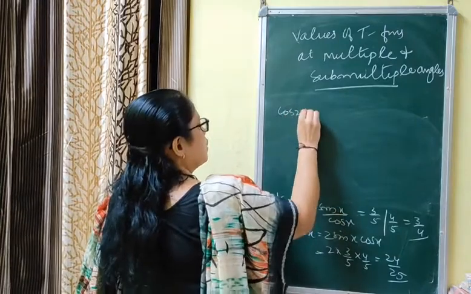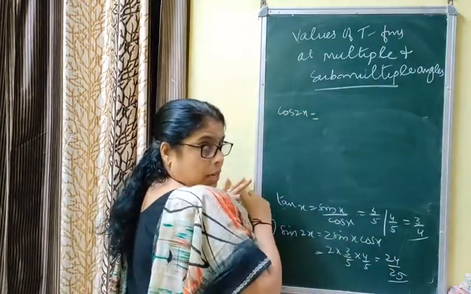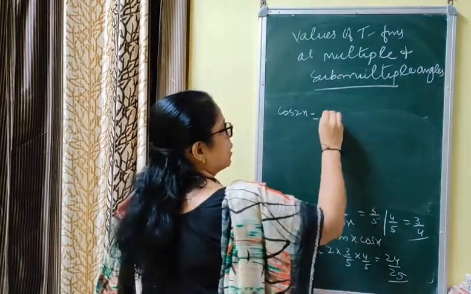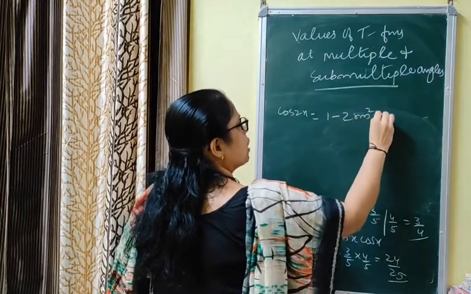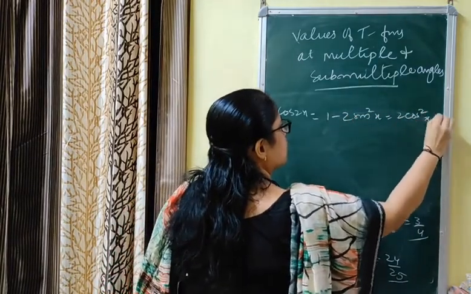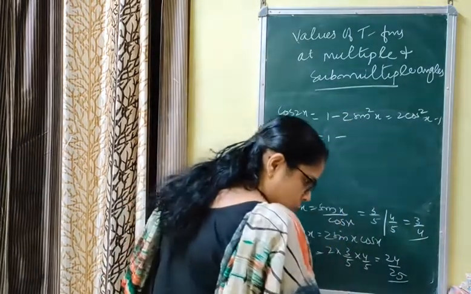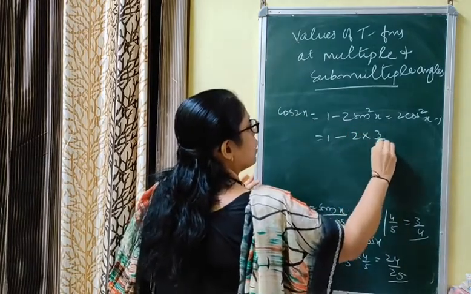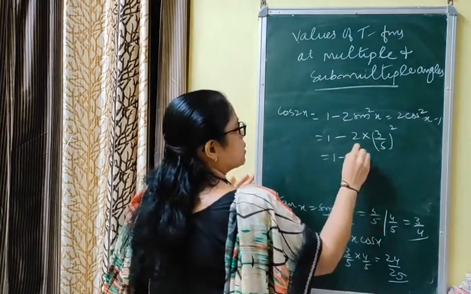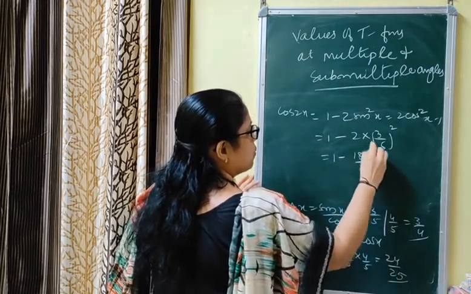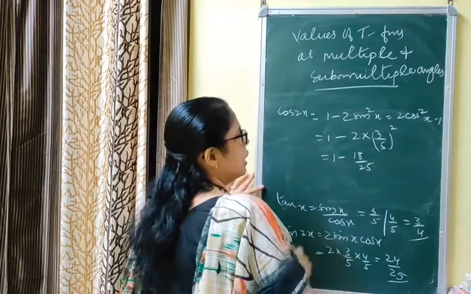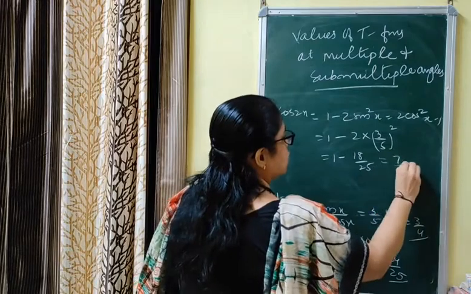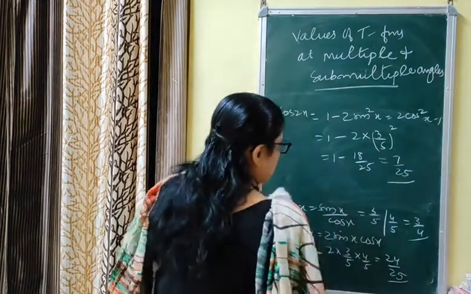Now cos 2x, there are a number of formulas, 1 minus 2 sin square x, 2 cos square x minus 1, and we are given the value of sin x, so we can use this formula. Otherwise you can use the formula 2 cos square x minus 1, that is up to you. I am using the formula 1 minus 2 sin square x. You are given sin x equal to 3 by 5, that is 1 minus 2 into 3 by 5 whole square. That means 1 minus 18 by 25. Let me check, 3 square 9 into 2, 18 by 25. If you solve it, you will get 7 by 25. That is cos 2x is 7 by 25.